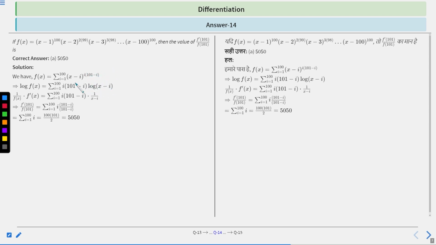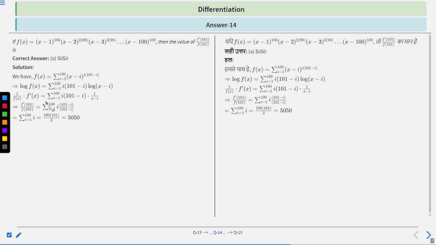Plus (x minus 2) to the power 2 into 99, like that. So let's take log both sides. So log f(x) is equal to summation of i equal to 1 to 100, the power i will come down here, i into (101 minus i) log (x minus i). Clear? Now let's take derivative both sides in LHS and RHS.